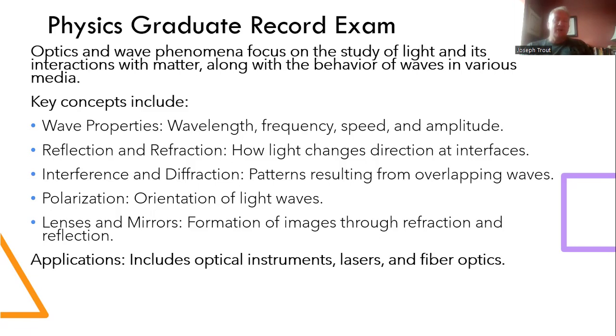These all use refraction, which just means the bending of light. So think of reflection as just the light bouncing off of a surface, and refraction is the light bending as it goes into a surface or into a different media. There's also interference and diffraction, and these are patterns that result from overlapping waves. Maybe you use polarized sunglasses, and polarization has to do with the orientation of light waves.